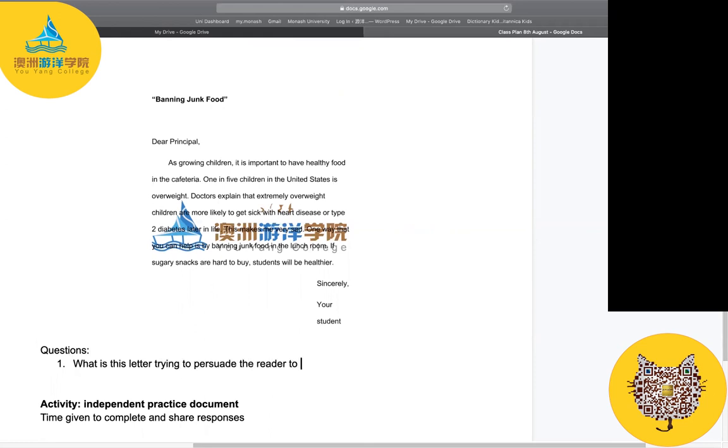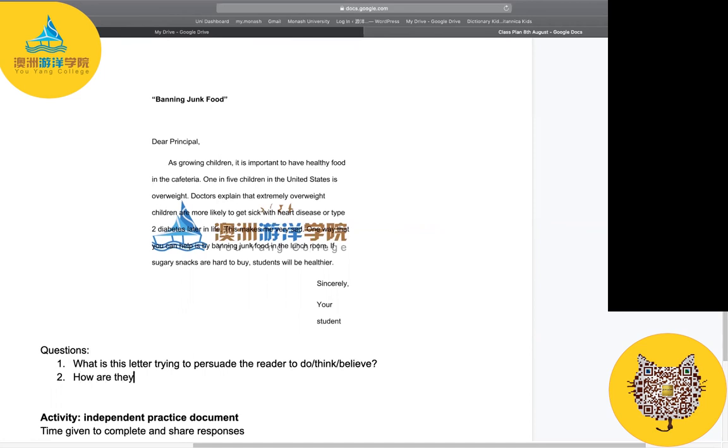How do they try to persuade the reader to believe things? How are they trying to do this? Use quotations taken from the letter.